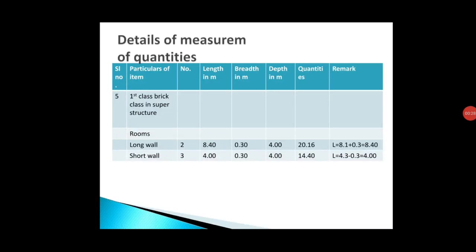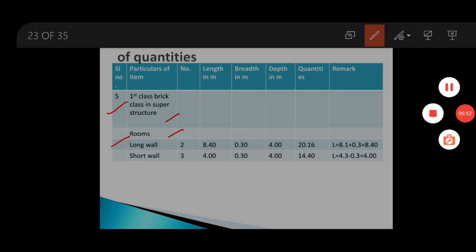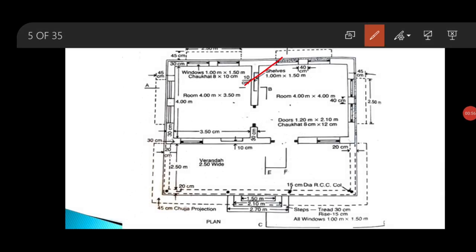So in the details of measurement form, write down serial number 5. Under item, write down first class brickwork in superstructure. First we will go for the brickwork calculation of room, then we will go for the veranda. So first write down room, then long wall of the room. These two are the long wall of the room.